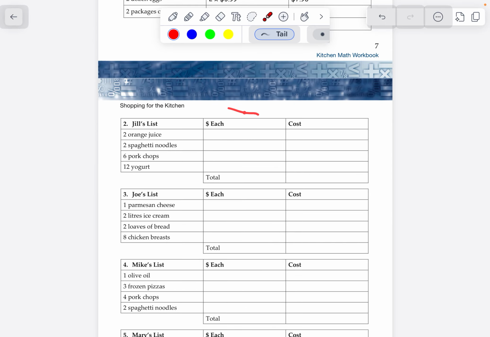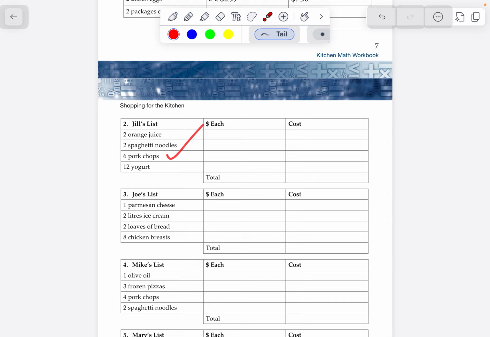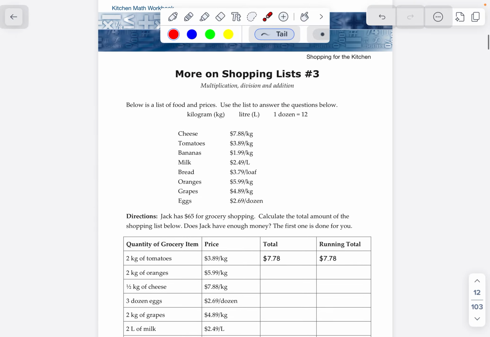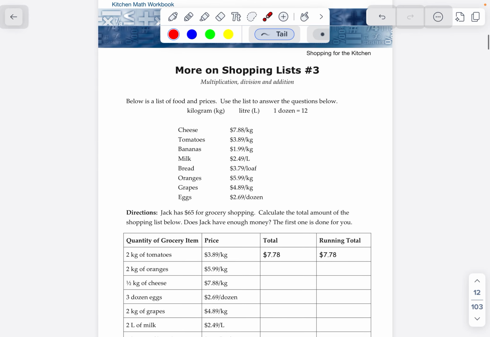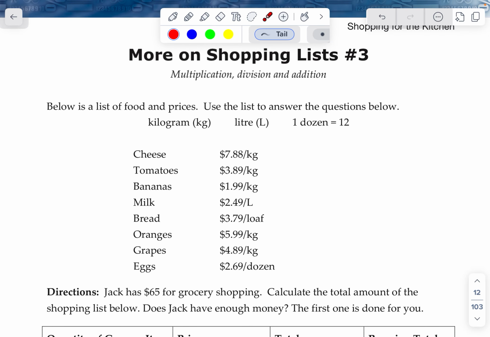So you can make a little column of how much it is each. And then, like here, Jill needs 2 of those, so multiply the orange juice price by 2, noodles by 2, pork chops by 6, and yogurt by 12. And then, what's her total cost? And then the last page you're going to do together in this is shopping list number 3.